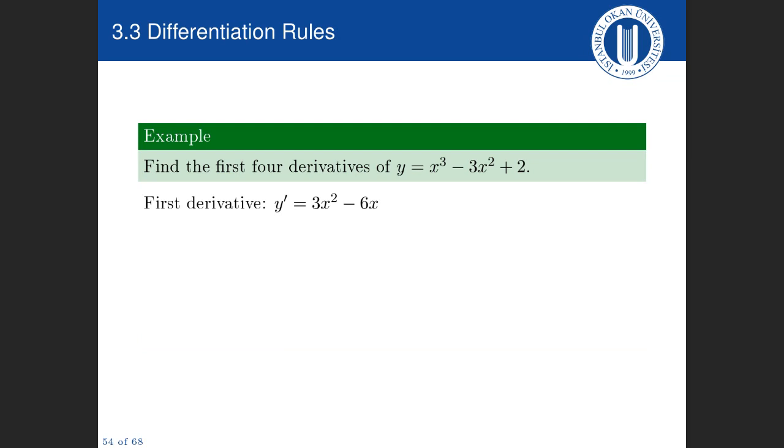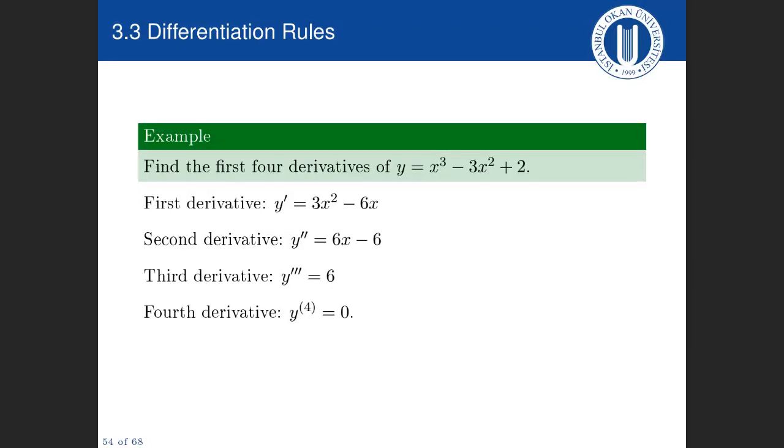For example, find the first 4 derivatives of y is equal to x cubed minus 3x squared plus 2. First derivative is easy, 3x squared minus 6x. And then we want to differentiate it again to get the second derivative. The derivative of 3x squared minus 6x is 6x minus 6. And then differentiate it again. The third derivative, y triple prime, is equal to 6. And then the fourth derivative of y, the derivative of 6, is just 0.